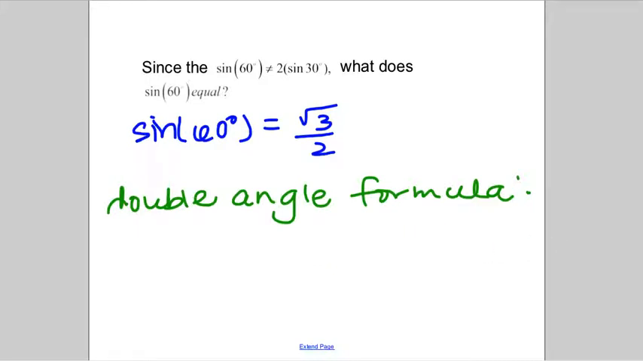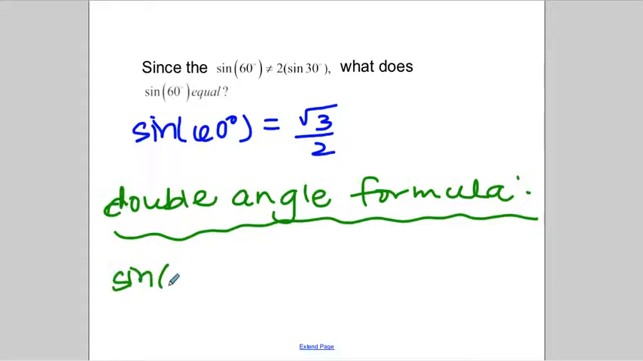Okay, double angle formula for sine of 60 degrees. So I would say to you, sine of 60 degrees is really equal to sine of, I need to have a 2 on the inside. So if I have 2 times 30 degrees, that would be my double angle.